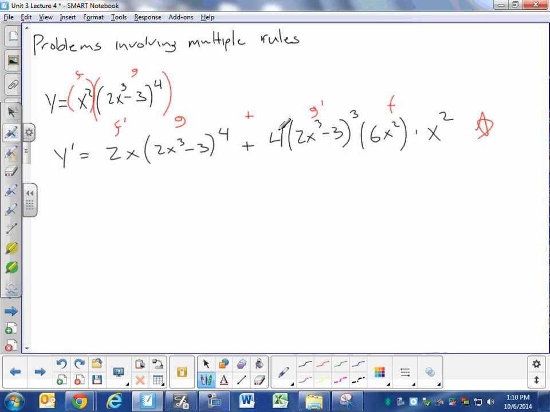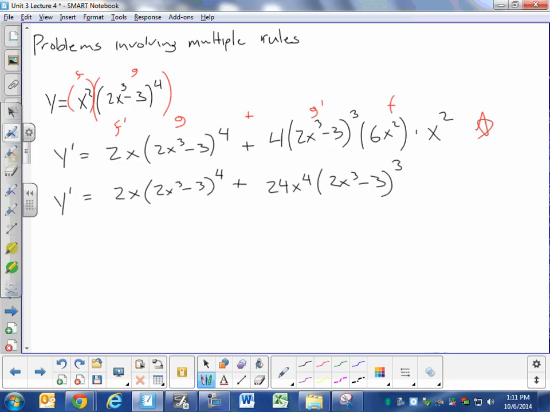I would probably multiply the 4, the 6x squared, and the x squared together on this one. That's something that I can do right away. I don't want to distribute this to the fourth. I don't want to distribute this to the third power. So don't. Just leave it to the fourth and leave it to the third. I'll show you what the nice simplified answer would look like. So that's 24x to the fourth times 2x cubed minus 3 cubed. Okay, looking better already.